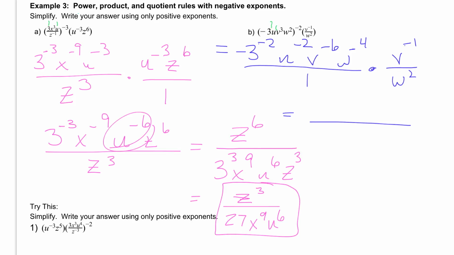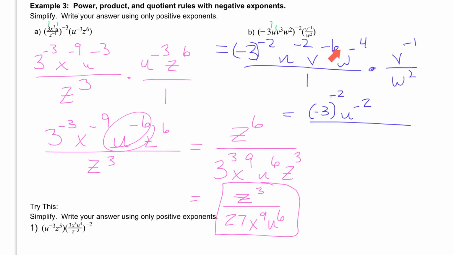And then let's not forget, this negative 3 is still in parentheses here. So we get negative 3 to the negative 2. Then we have u, and there's no other u's to combine that with, so u to the negative 2 will stay here.